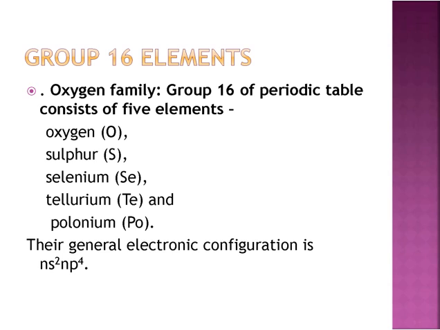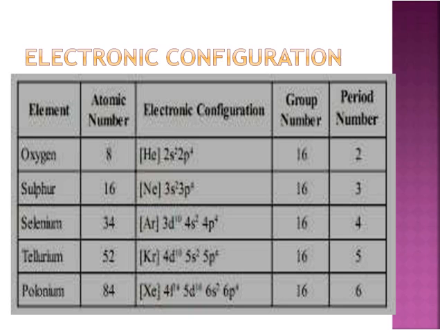Now group 16 elements are also called the oxygen family. The group 16 elements of the periodic table consist of oxygen, sulfur, selenium, tellurium and polonium. The general electronic configuration is ns2 np4. Here you can see the electronic configuration of all the group 16 elements. Oxygen you can represent like this. In all the configurations, you can see the general configuration is ns2 np4.